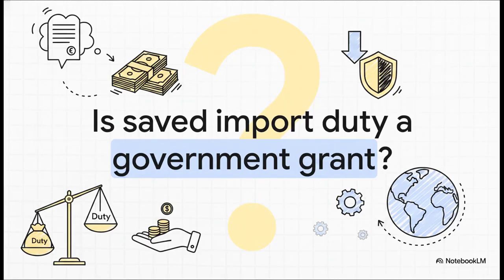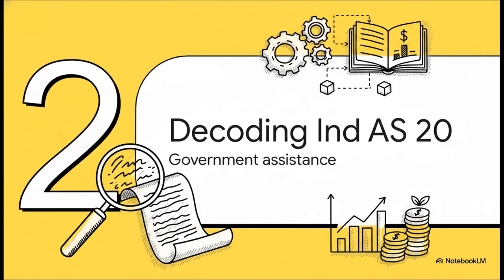And that temporal pressure leads us to the most critical question of this whole explainer. Does saving on import duty, under these incredibly strict conditions, actually qualify as a government grant? Section 2, Decoding Ind AS 20. Let's look at what the standard actually says about government assistance.